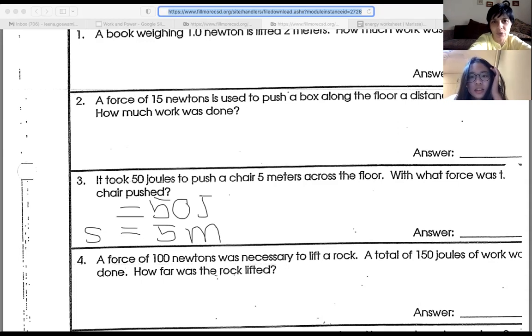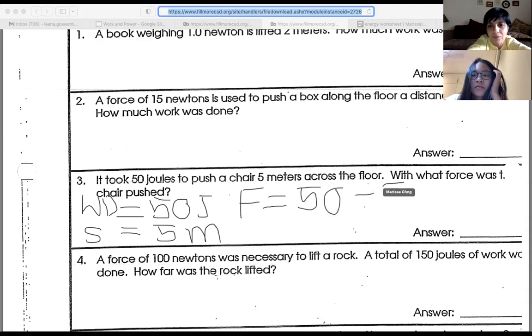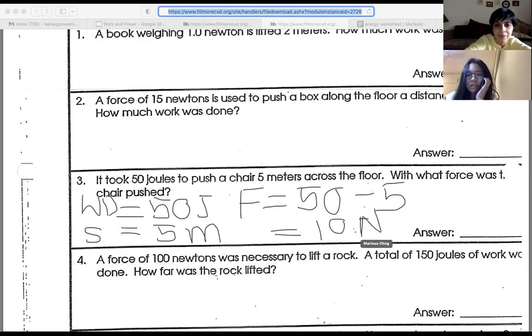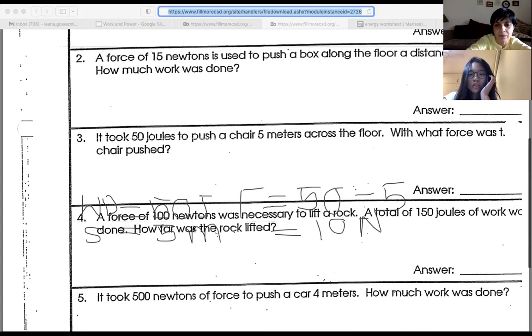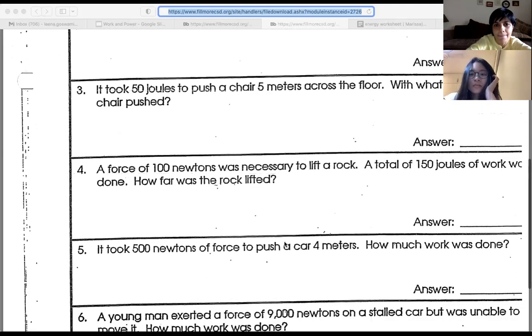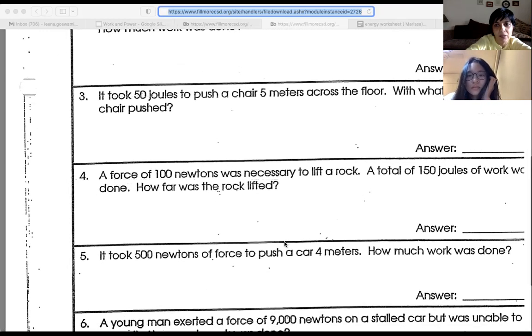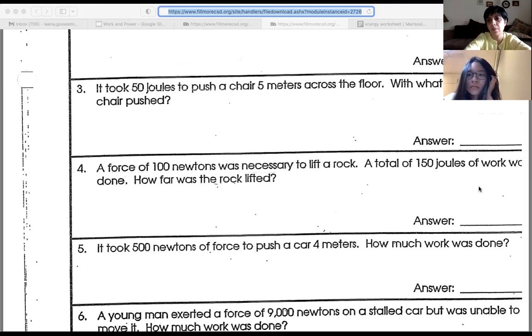We need this to find out force. This work done. Yeah. And force equals 50 divided by 5, 10 Newton. Awesome. Let's go down. You can erase this. Let's do this. Which one? Fourth one? Okay, wait.